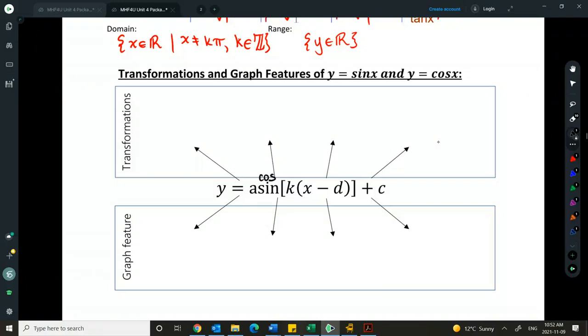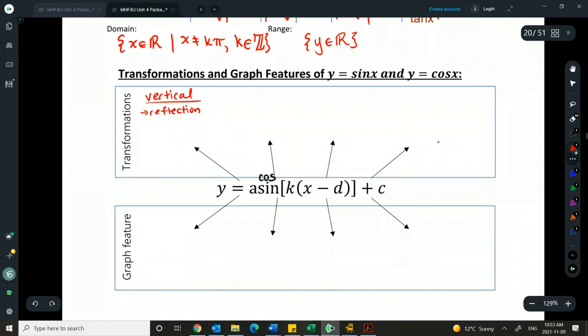Who remembers what the a value can do to our graph? Clayton? Like vertical reflection or vertical stretch reflection. Perfect. So vertical, it can be a reflection. It can be a stretch. It can be a compression. Okay, what about the k value? Maybe I should label this as A. Clayton, Keaton? That'd be a horizontal stretch. Or? Okay, so k can cause a horizontal reflection, stretch, or compression.